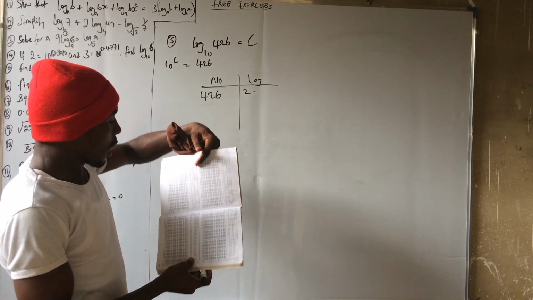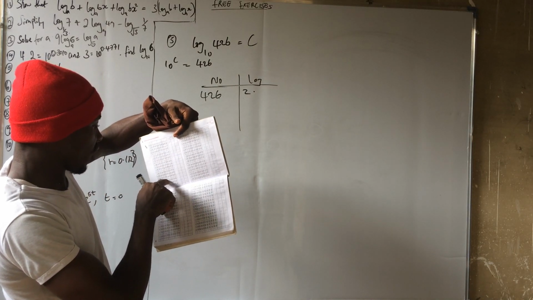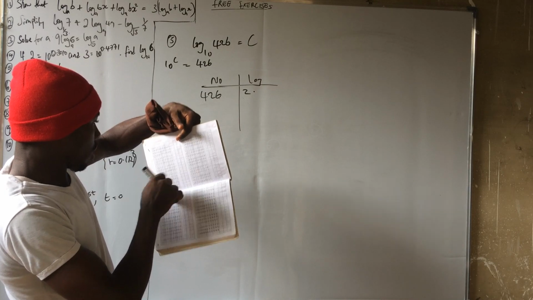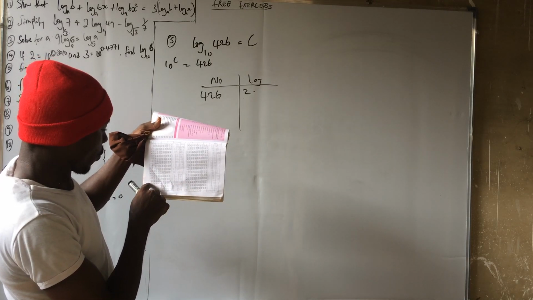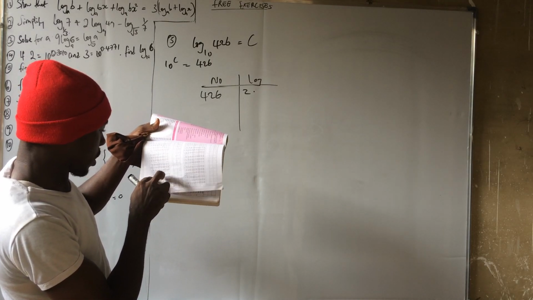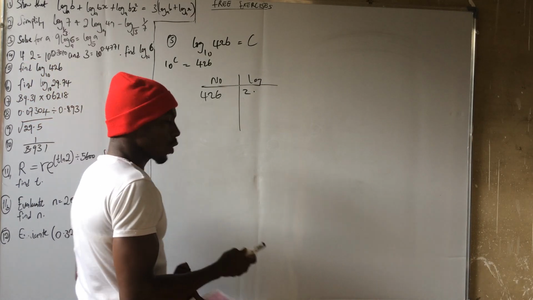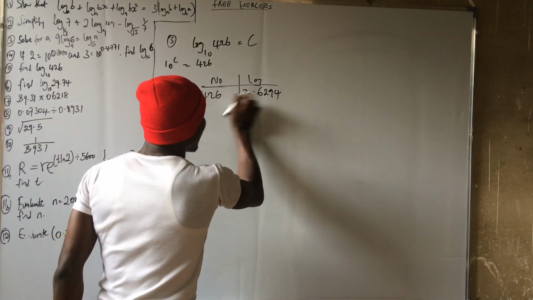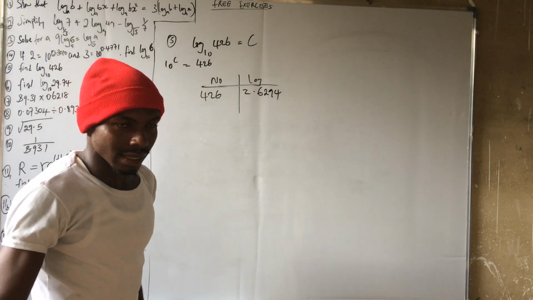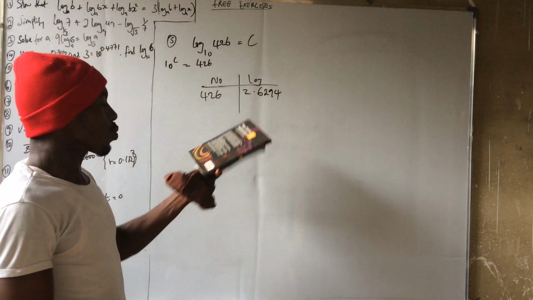So doing that, I have the logarithm of 42 under 6 to give me 6294. So the answer to this question now is 2.6294, and it is as simple as that. Very, very easy to understand and to learn. So that is where they stopped.